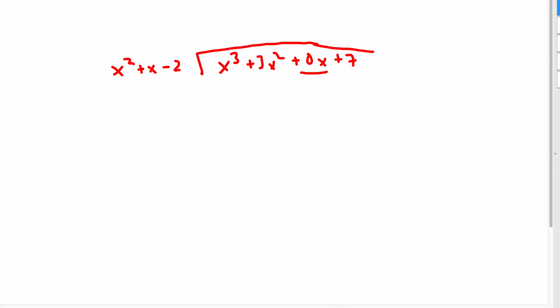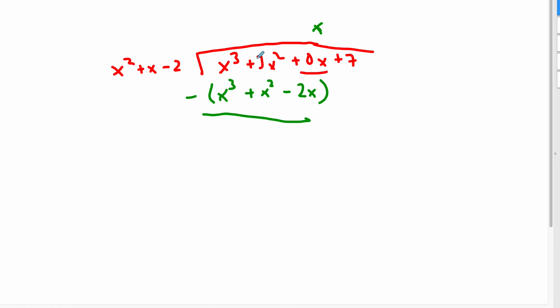We'll see why that has to happen here in just a sec, because now we're going to follow through with our normal process. X squared, x cubed. X squared times what is x cubed? Why, x. So I'm going to put that over the x term, right? And then I'm going to distribute it. So x squared times x, x cubed. X times x is a positive x squared. X times negative 2 is a minus 2x. And I'm still going to subtract.